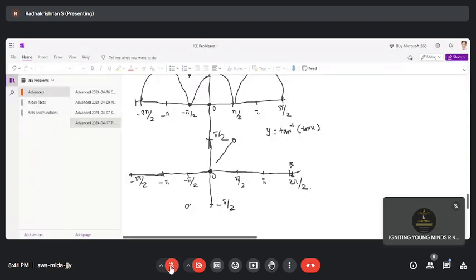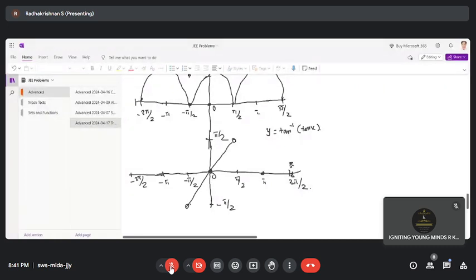But the thing is, when it exceeds this pi by 2 and goes to the next range, like pi, here when x equals pi, tan pi is 0, and tan inverse of 0 is not pi. Instead, it is going to become 0, because tan inverse is defined only in the range minus pi by 2 to pi by 2. So this point will be here.